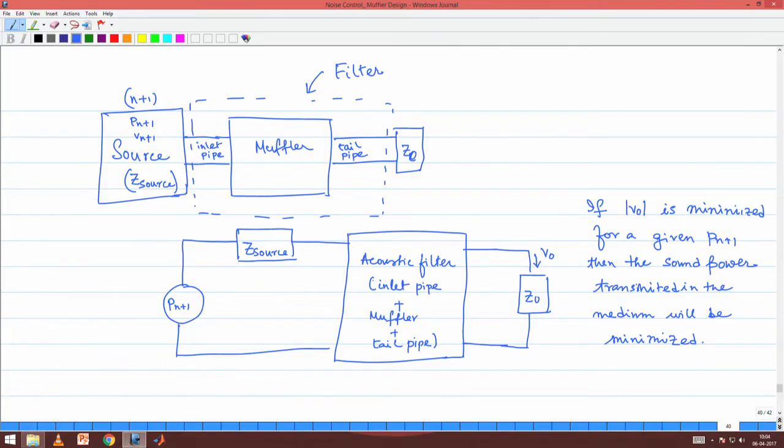So, in the last class we discussed the electroacoustic analogy, and we also had some discussion about the source impedance. So, here was the equivalent circuit that we had derived. Here we had done the source modeling. The source was this P n plus 1.